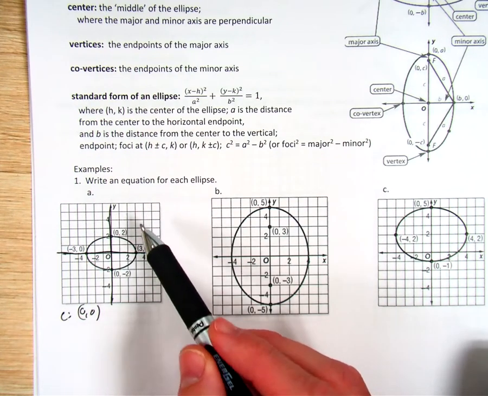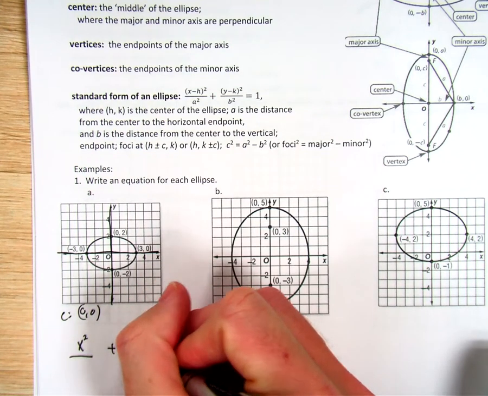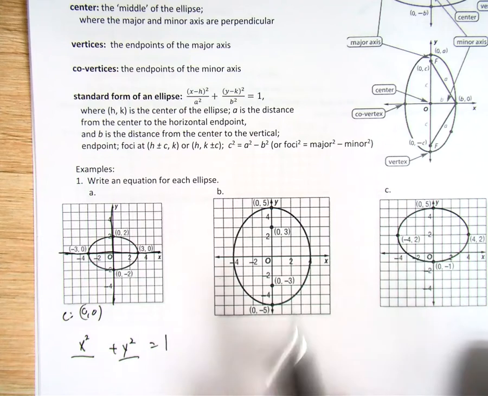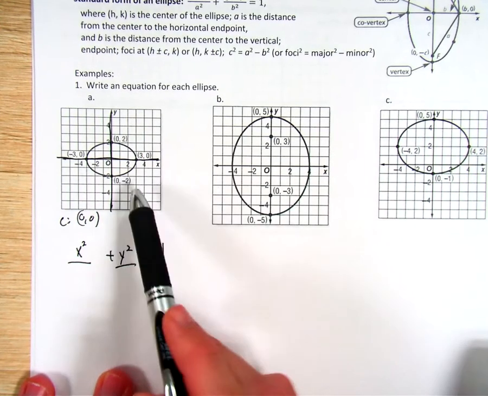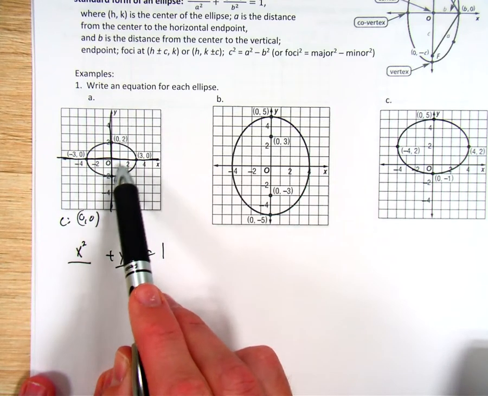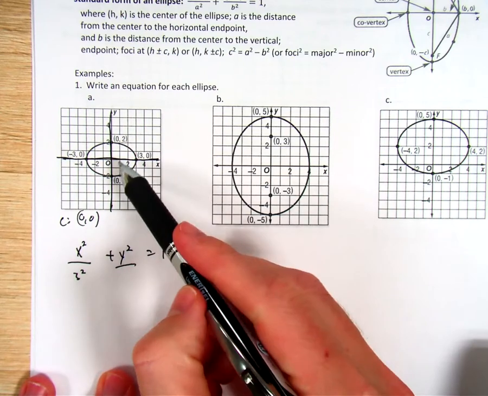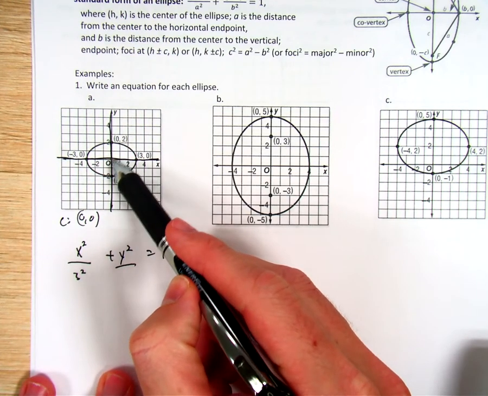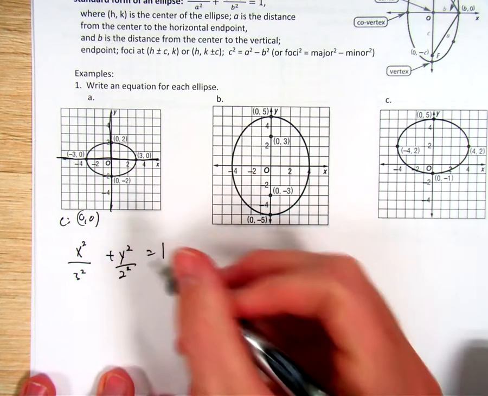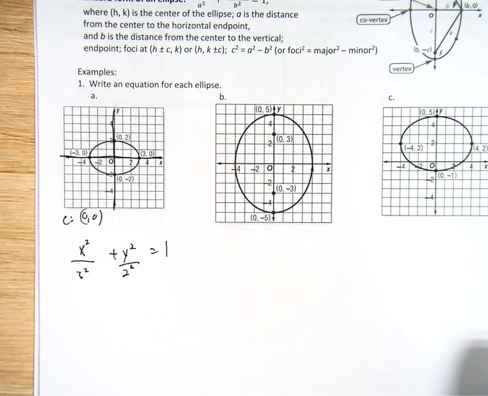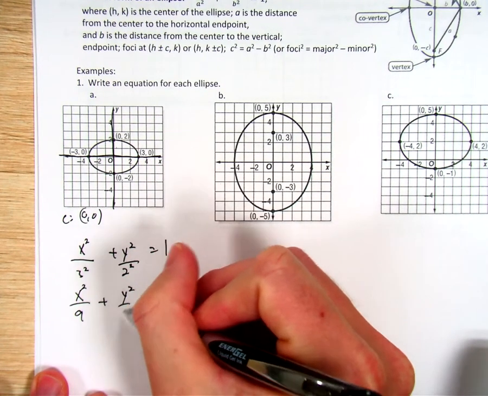So we have x squared over something plus y squared over something equals 1. What goes under x squared is your horizontal distance from the center. So we count out 1, 2, 3. So that's 3, so it's going to be 3 squared down there. Y squared, my vertical distance from the center to the endpoint. We got 1, 2. So 2 squared goes there. So our final equation is going to be x squared over 9 plus y squared over 4 equals 1.